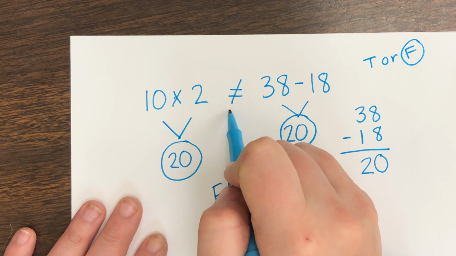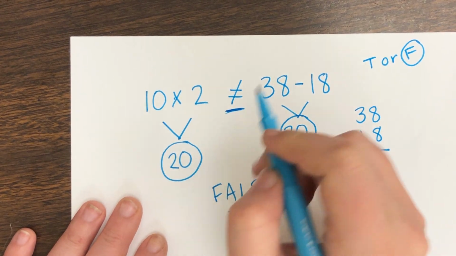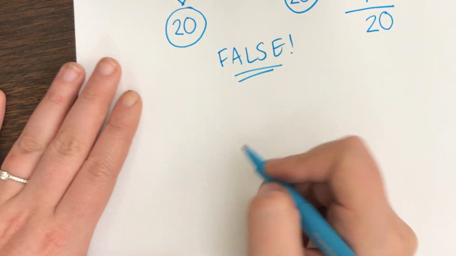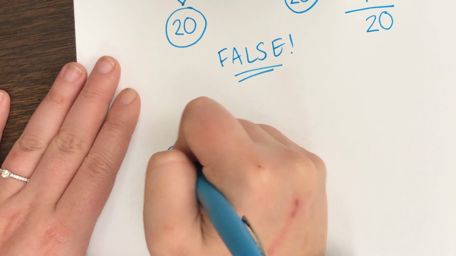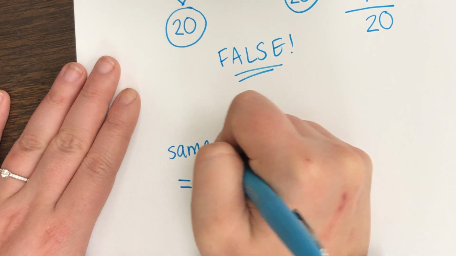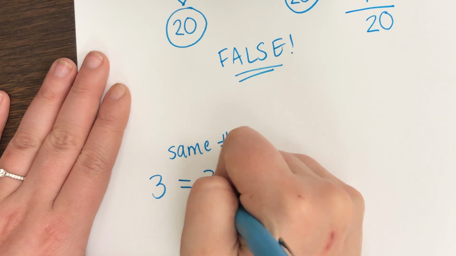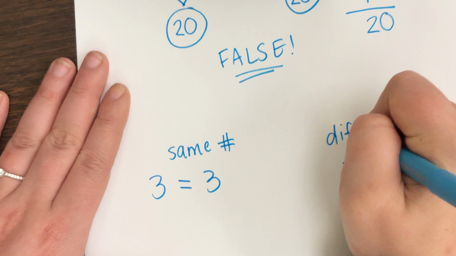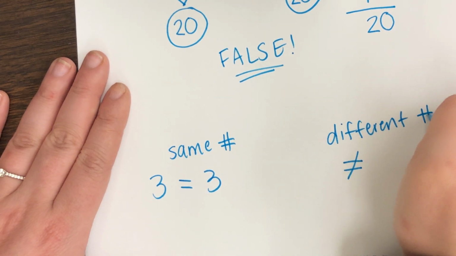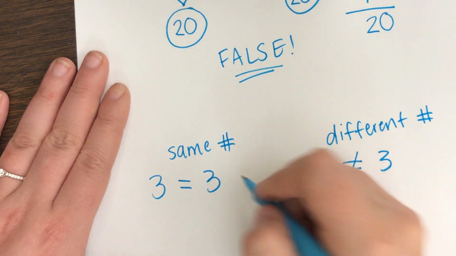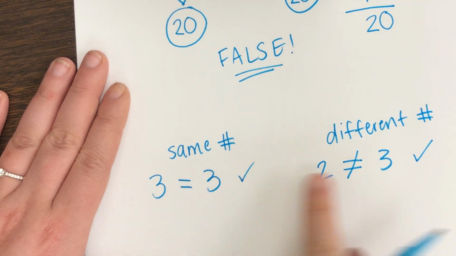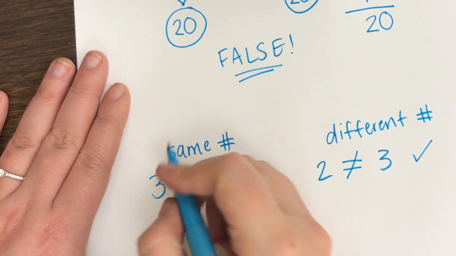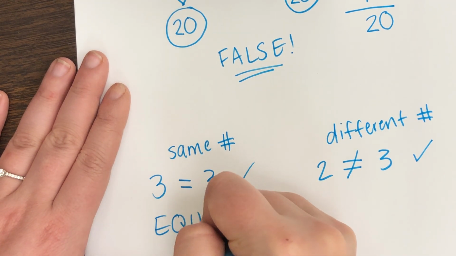So when you see this sign, you want different numbers. When you see the equal sign, you want same numbers. That's kind of an easy way to remember that. So when you see equal sign, you want same number, like 3 equals 3. And when you see this sign, you want different numbers, like 2 and 3. Both of these would be right, because that's what the symbols mean. This means that they're not equal. This means that they are equal. This means that they're not equal. Okay, so that's kind of the difference between the two.